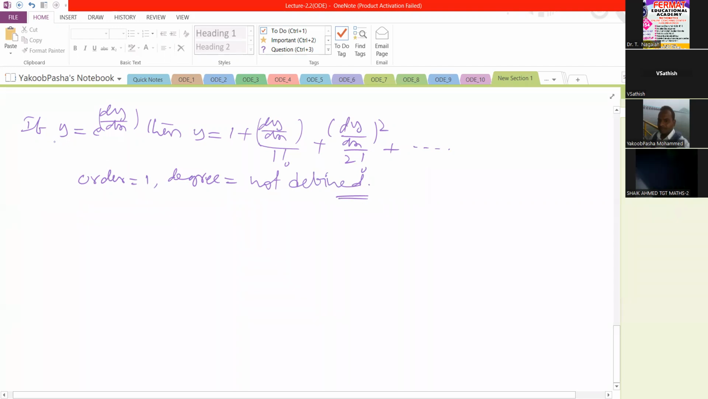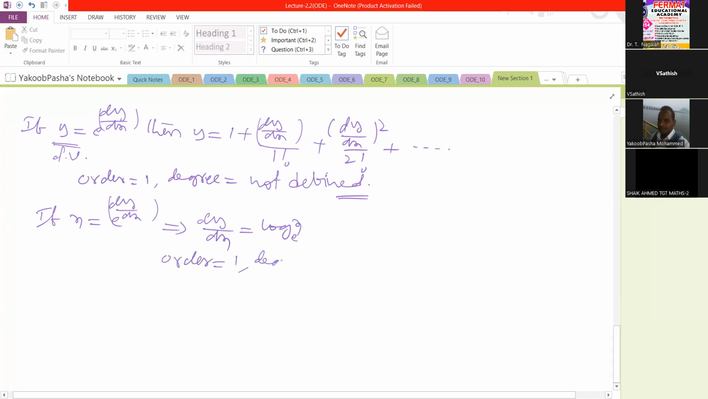Whereas if here y is the dependent variable, here order is defined, degree is not defined. If it is an independent variable, if x is equal to e to the power of dy by dx, here in this case we can write dy by dx is equal to log x to the base e. Here in this case order is defined, that is 1, also degree, that is 1. Okay, order is equal to 1 and the degree is equal to 1.